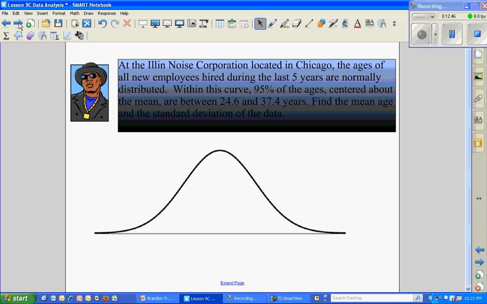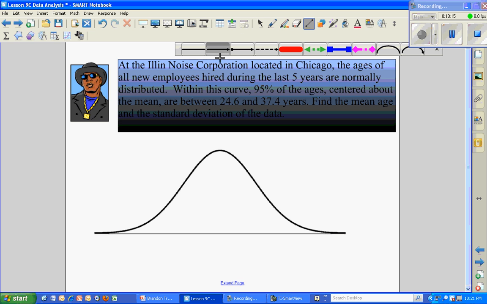So at the Illinois Corporation located in Chicago, the ages of all new employees hired during the last 5 years are normally distributed. The problem has to state that they are normally distributed. Within this curve, 95% of the ages centered about the mean are between 24.6 and 37.4 years. Find the mean and the standard deviation.